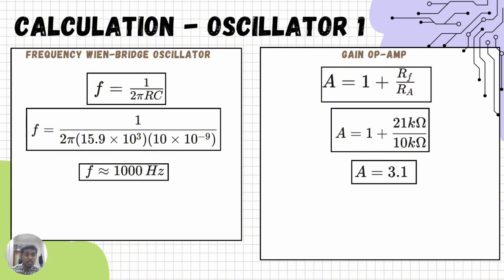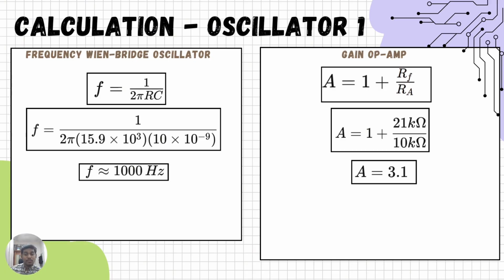From this result, we can see that this 1 kilohertz matches the result that we got from the simulation just now. So this means, like I said again, the RC component values are selected correctly. The oscillator can generate the required low frequency sine wave, like we saw just now in our Multisim.